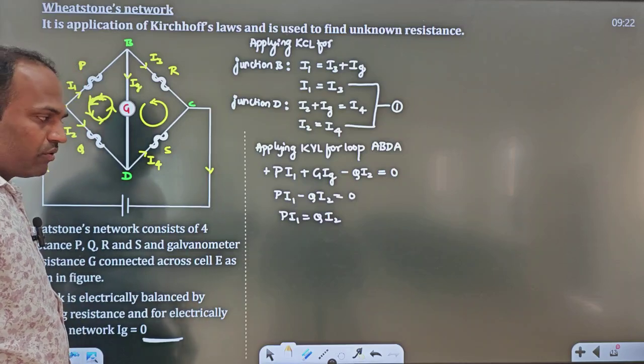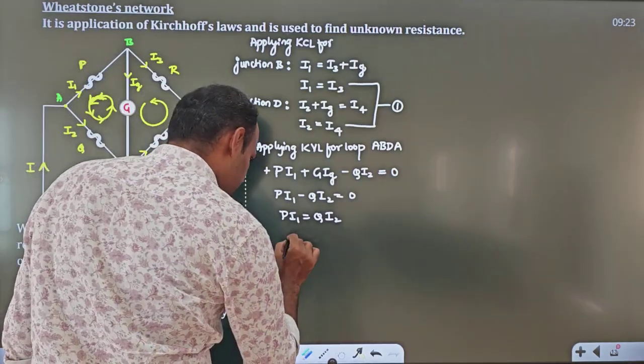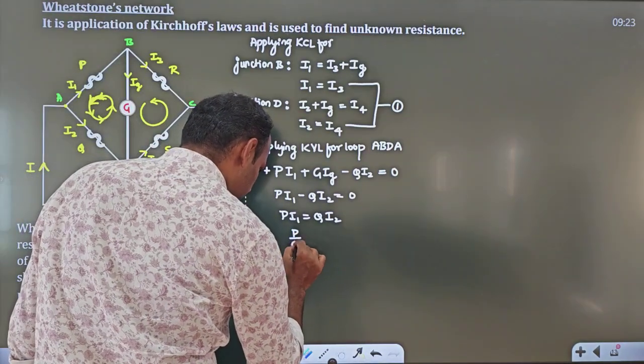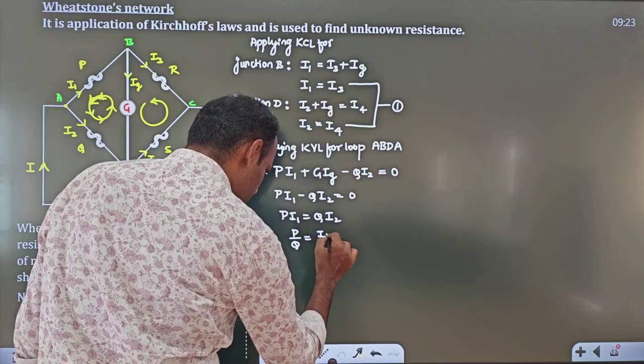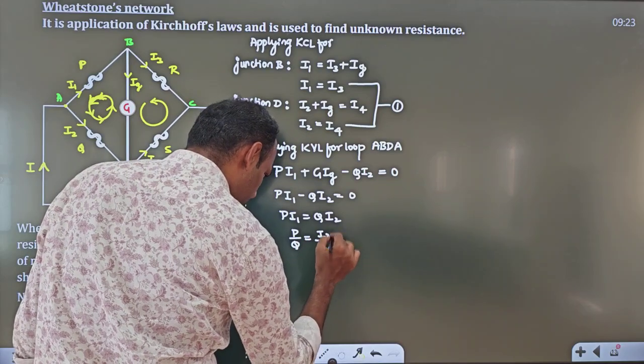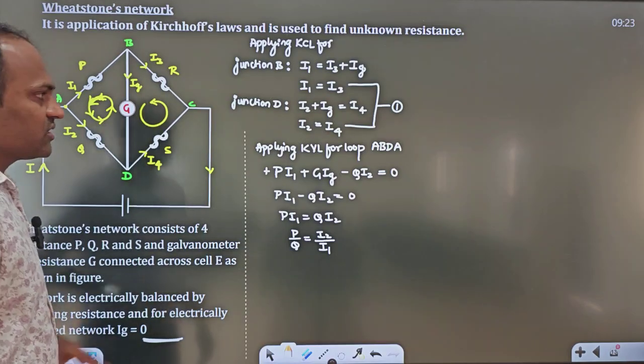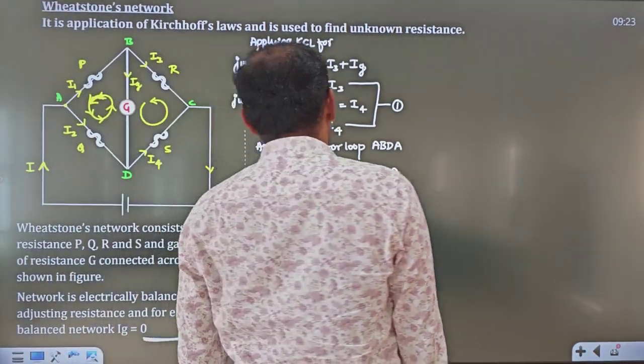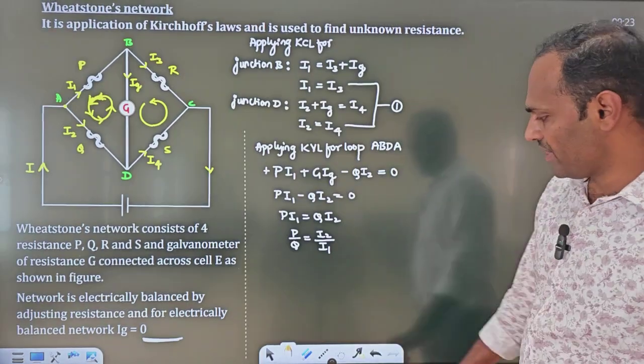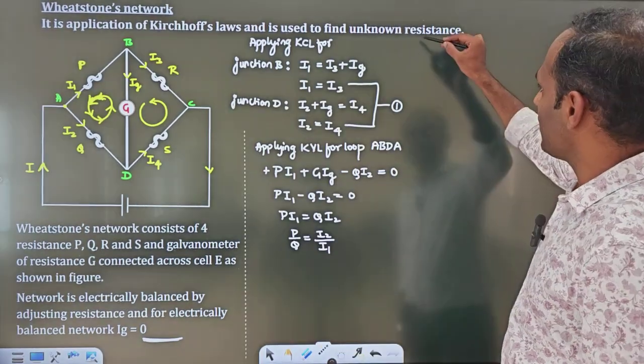PI1 is equal to QI2, and I can write it as P divided by Q is equal to I2 divided by I1. Correct? So this is by applying KVL for loop ABDA.